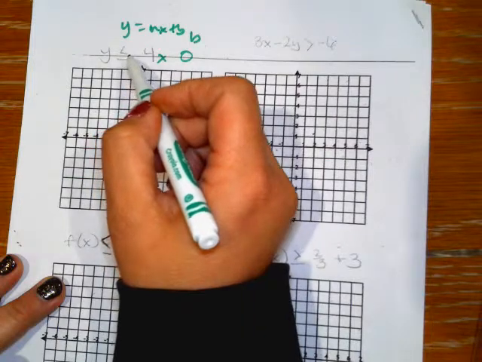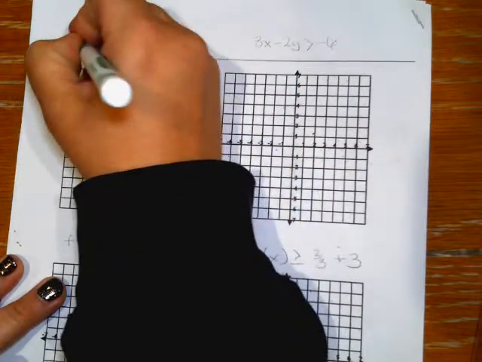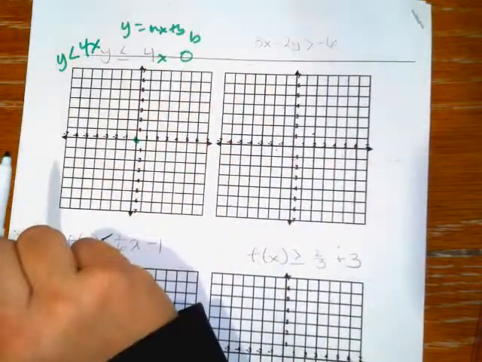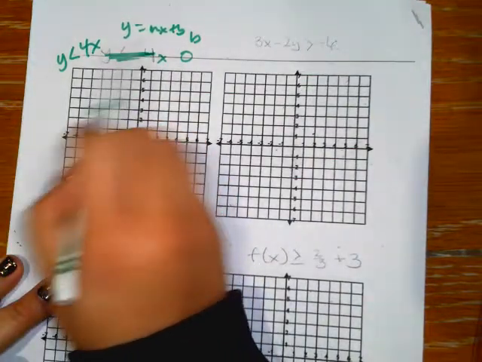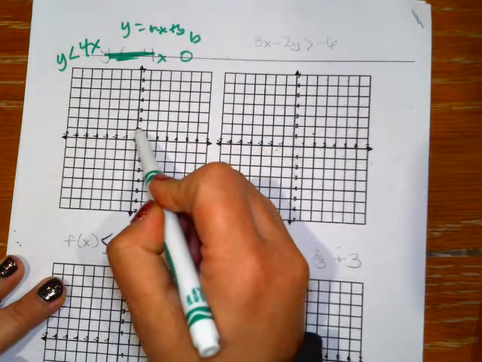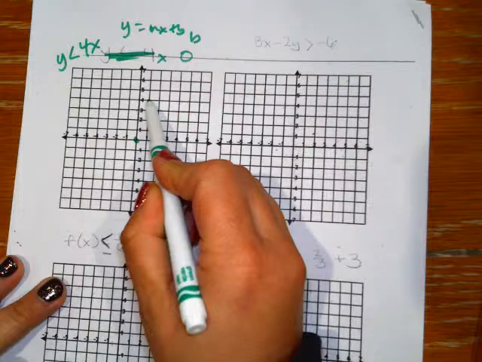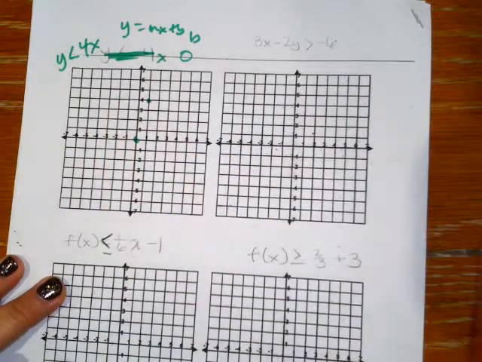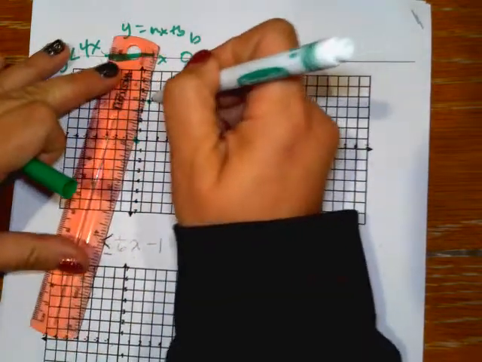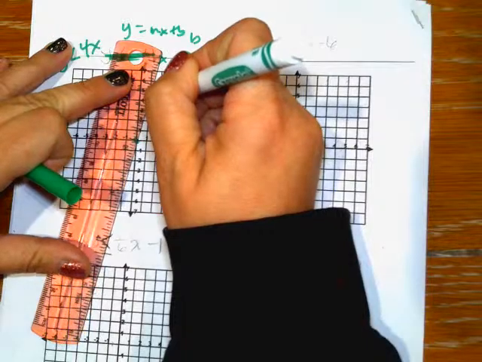You want y is less than 4x. This is what I'm graphing right now. I'm going to go up 4: 1, 2, 3, 4 over 1. I'm going to do a dotted line. There we go.